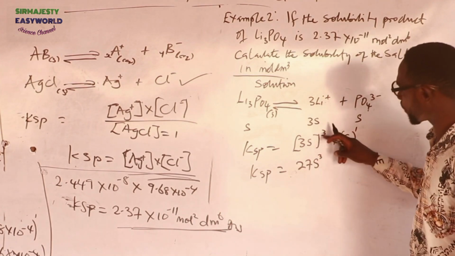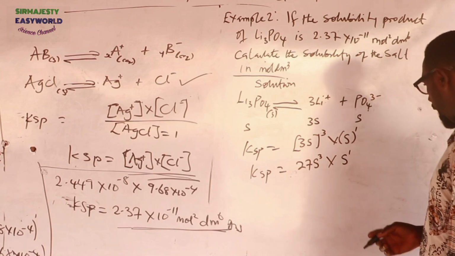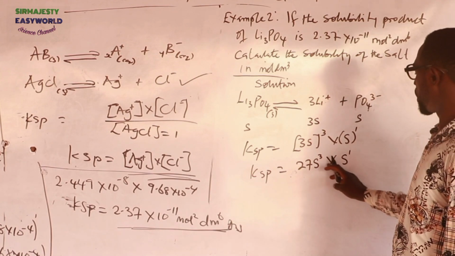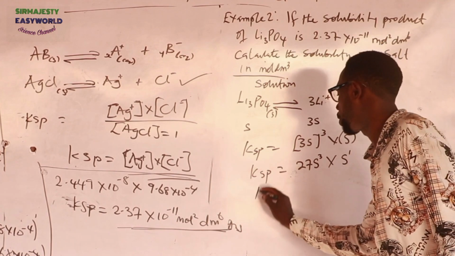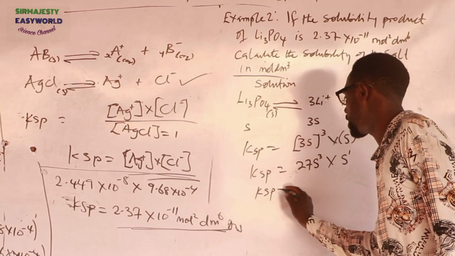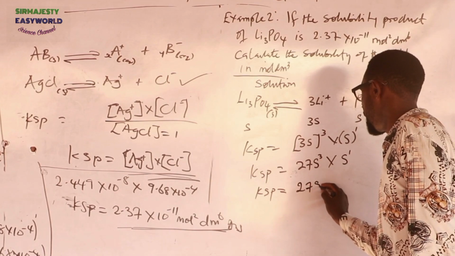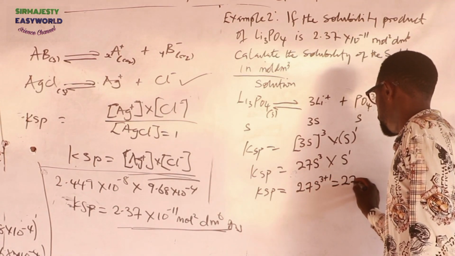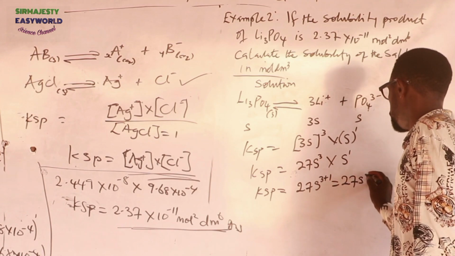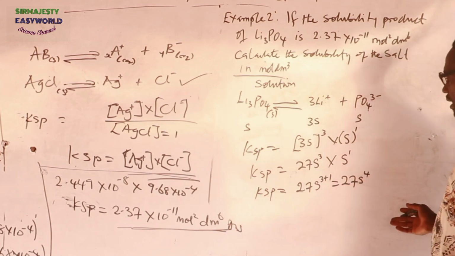Then S raised to power 3 is S^3 times S^1. As usual, still apply your indices. Multiplication, this is S, they all have it in common. So this implies that our Ksp is now equal to what? 27S^(3+1), which will end up giving us 27S^4. And the job is done.